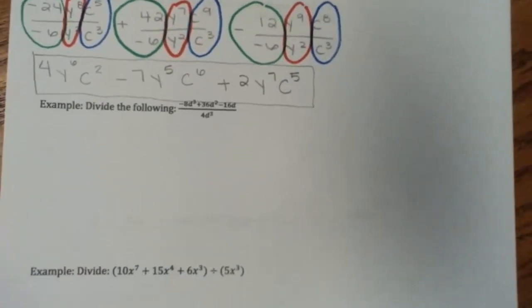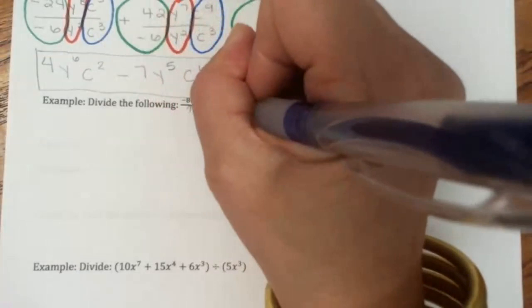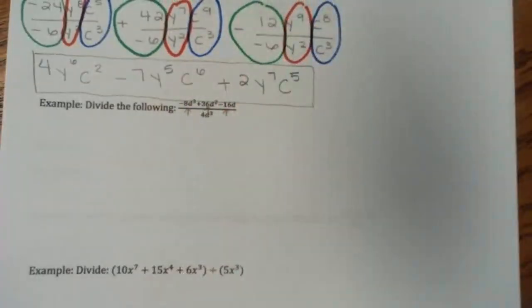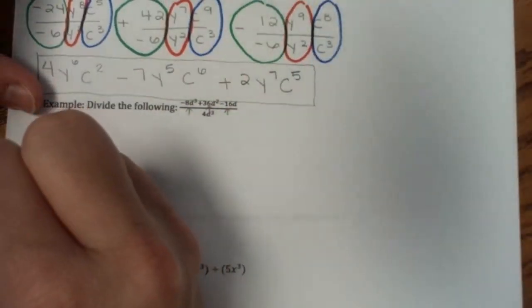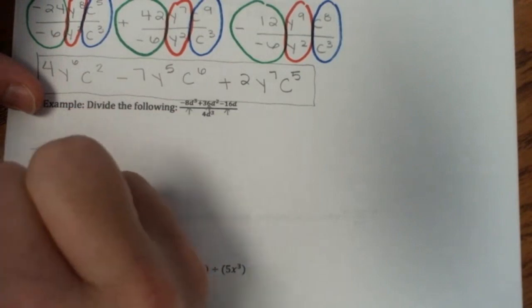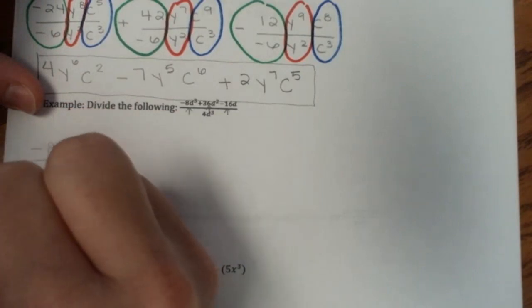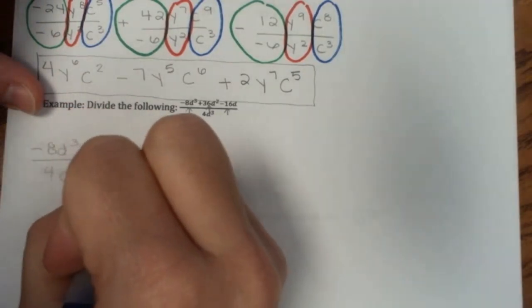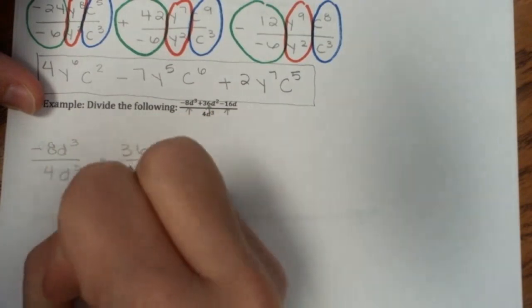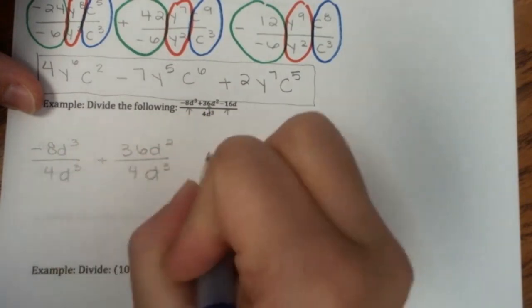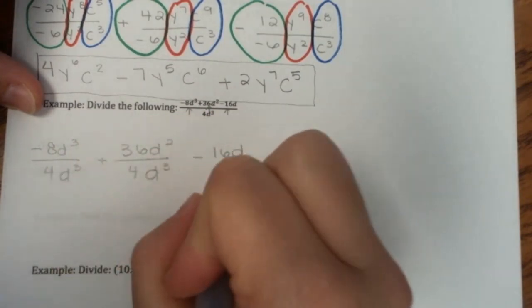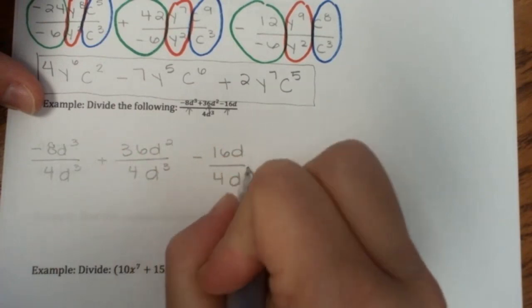All right, so next one. So negative 8d cubed plus 36d squared minus 16d all over 4d cubed. So they all are being divided by 4d cubed. So negative 8d cubed divided by 4d cubed plus 36d squared divided by 4d cubed minus 16d divided by 4d cubed.